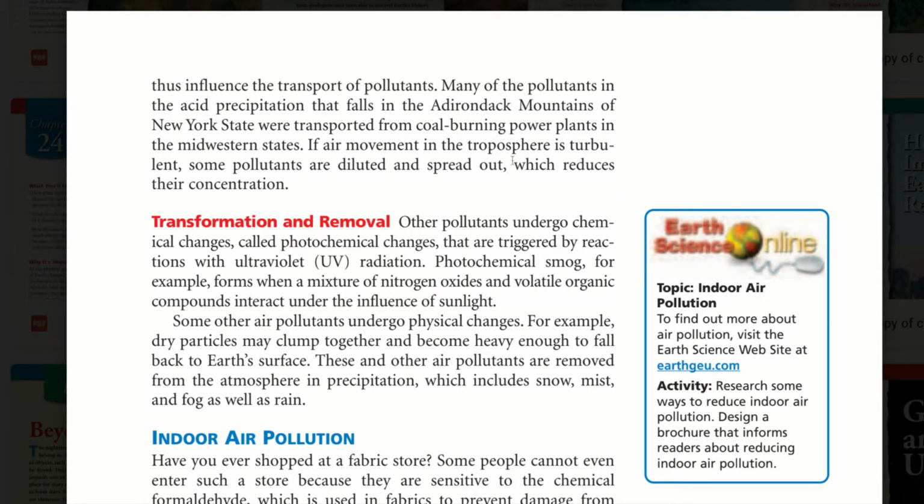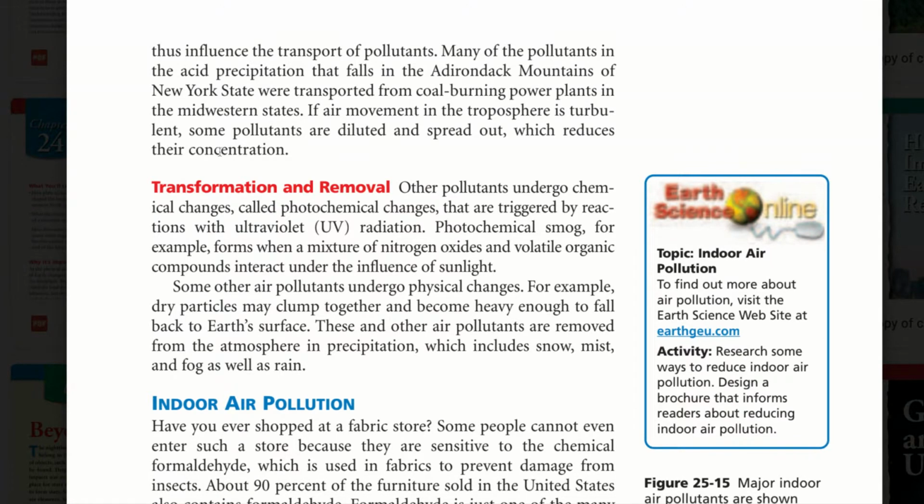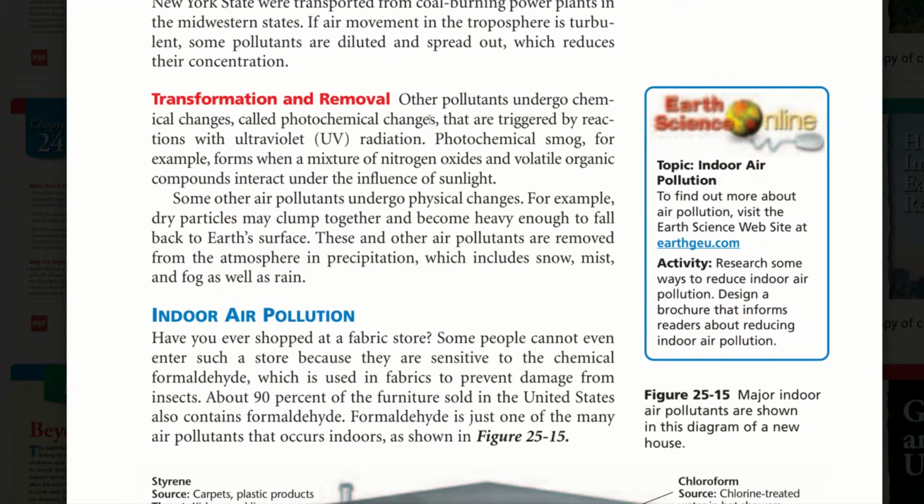If the air movement in the troposphere is turbulent, some pollutants are diluted and spread out, which reduces their concentration. Transformation and removal. Other pollutants undergo chemical changes called photochemical changes that are triggered by reactions with ultraviolet radiation. Photochemical smog, for example, forms when a mixture of nitrogen oxide and volatile organic compounds interact under the influence of sunlight.